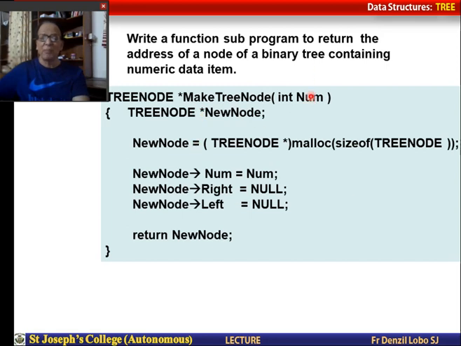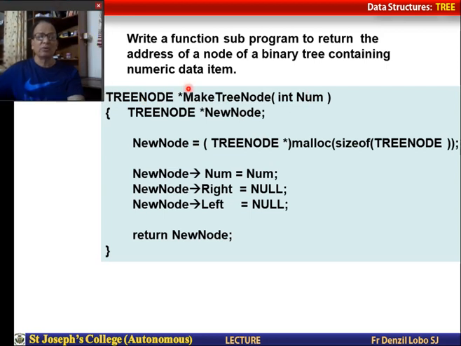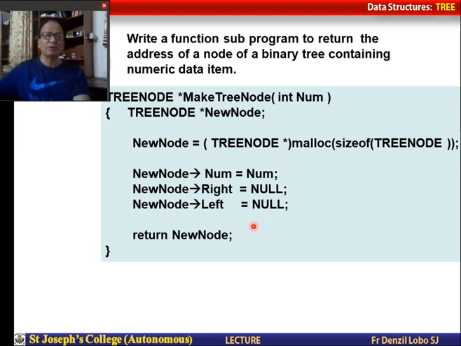So I pass a number which is going to be the data item of this node, and it is going to return a pointer of the type tree node. First I declare a pointer new node, I allocate memory to this new node, then I assign this number to new node's number, and new node's right and left are assigned null, they are pointing to null. And then at the end, we return new node. So this is the first function.